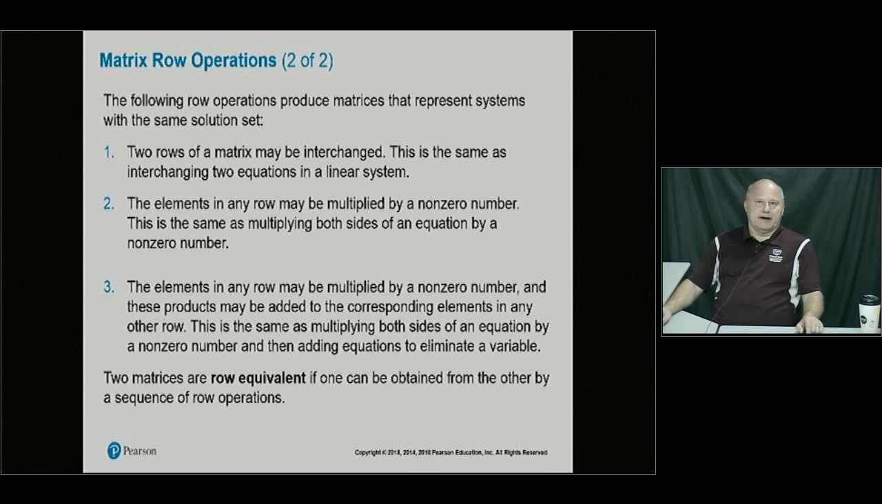The elements in any row may be multiplied by a non-zero number, and these products may be added to the corresponding elements in any other row. This is the same as multiplying both sides of an equation by a non-zero number and then adding that to eliminate a variable. Remember, we did that when we were solving systems of equations by the elimination method. We took one equation and multiplied it by a number to get the opposites, and then we added them up to eliminate the variable. That's what this is basically saying. You want to eliminate the variable. In this case, it's not really eliminating the variable per se, it's more or less changing that coefficient to 0.